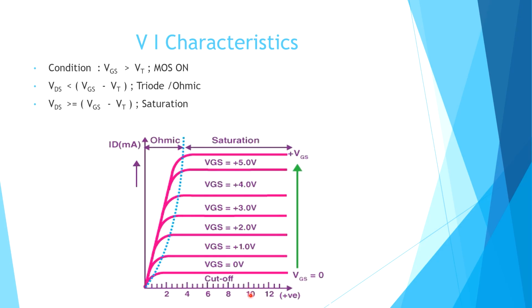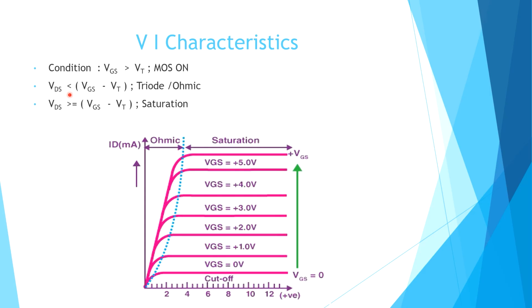This is the VI characteristic, with VDS on the x-axis and ID on the y-axis. Below VGS equal to 0 volt, it is the cutoff region, and it has three regions: cutoff, ohmic and saturation. Ohmic is also called the triode region.